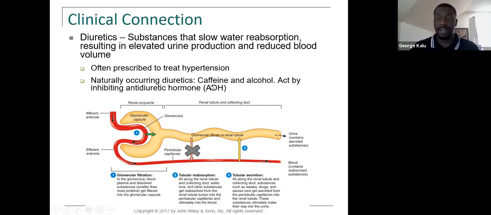So there are some naturally occurring diuretics. Caffeine is one of them. So if you ever drink like soda, for example, or coffee, these are things that will usually cause you to have to go to the bathroom pretty frequently. And then alcohol is another diuretic too.